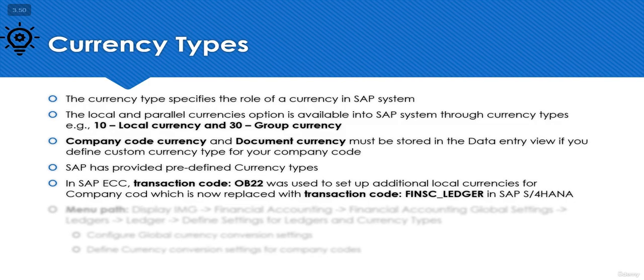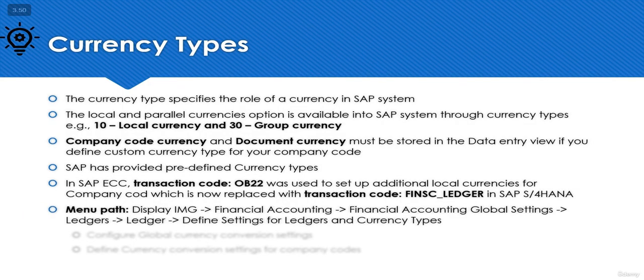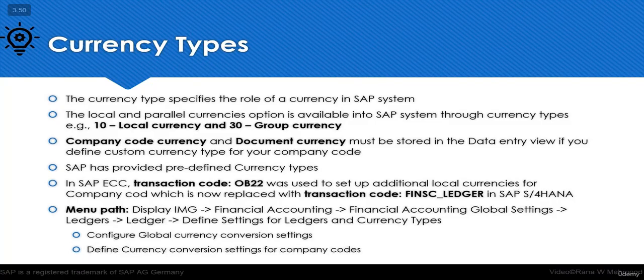So remember, if you are an old user of the SAP system and you have used SAP ECC in the past, the transaction code OB22 has been replaced by FinC_Ledger. OB22 no longer exists. Here is the menu path, and I will show you the configuration for global currency conversion settings and define currency conversion settings for company codes.